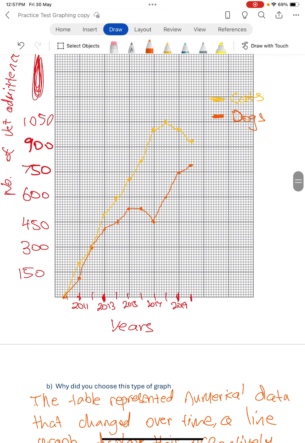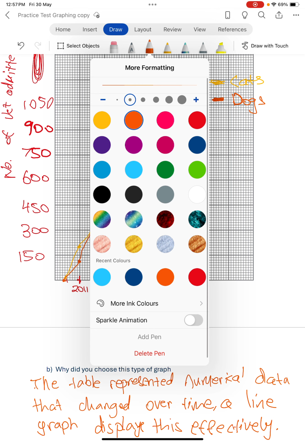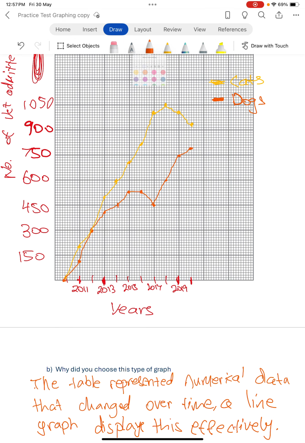Describe the change over time for the cats admitted. The cats increased until 2017, where it looks like they hit a little hiccup. So you can see, trying another color, you can see there, they had their little hiccup. And then apart from that, they went up.